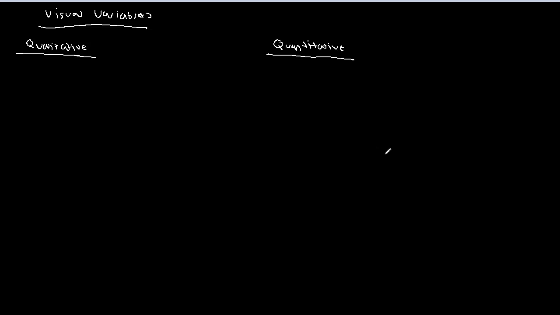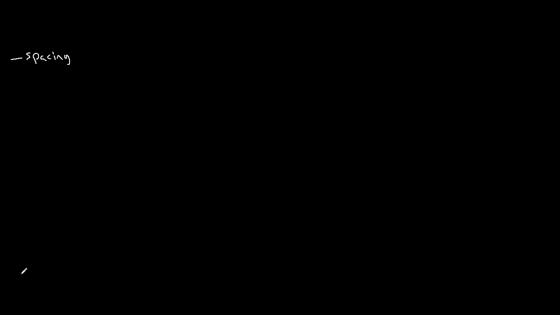So our first visual variable is going to be the idea of spacing. Let's scroll down just a little bit and give us a little more space here. Space for spacing. The way that spacing works is spacing deals with the distance between marks that make up a symbol.